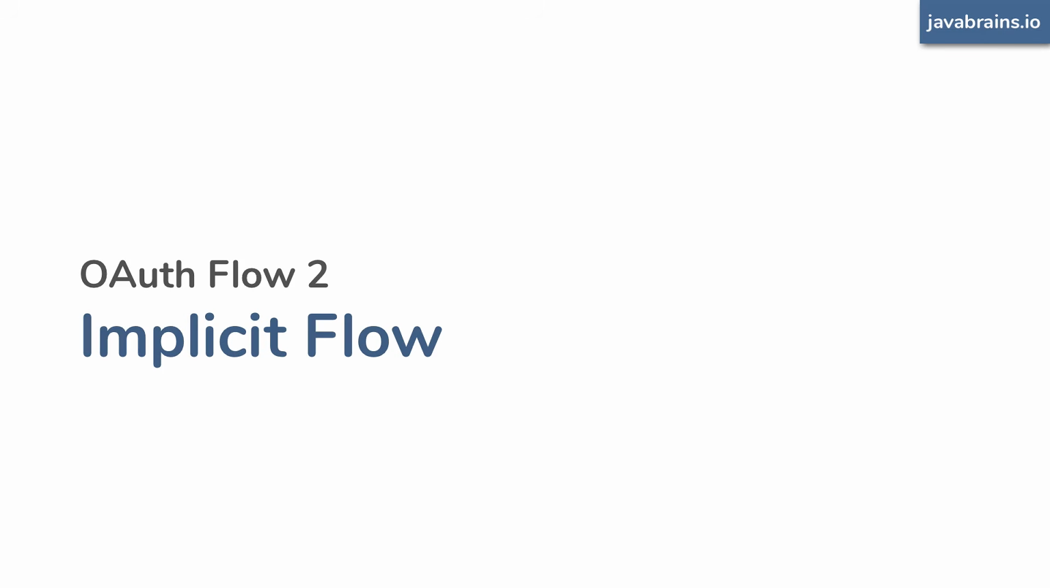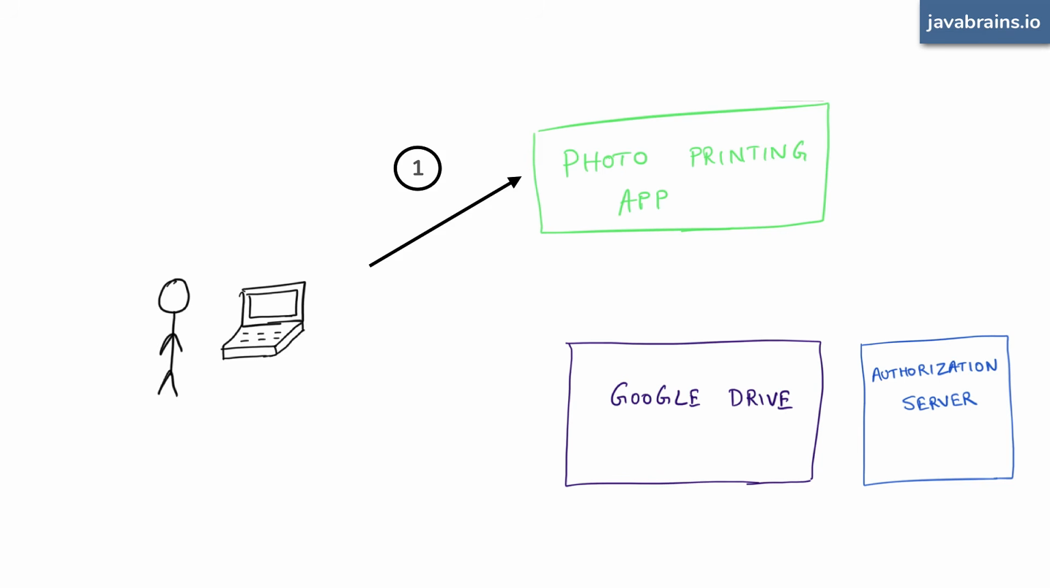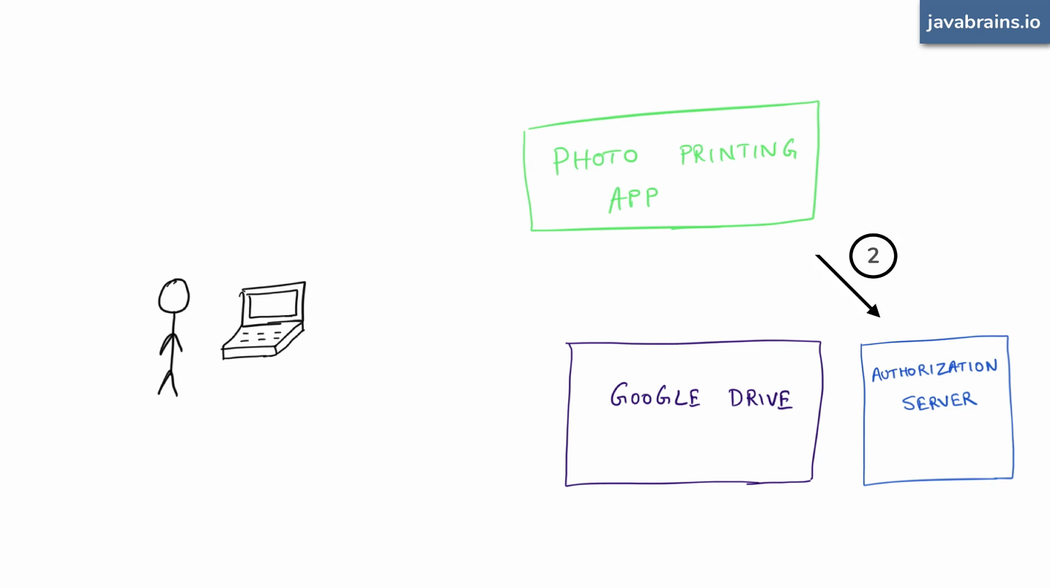This works very similar to flow number 1, but it's a little bit simplified. Okay, here's how this works. This flow starts out the same way. You have the resource owner making a request to the client, the photo printing app here, and saying, hey, I need to print photos on my Google Drive. Again, the photo printing app calls the authorization server and says, hey, can you authorize me? Again, step 2 is same as before.